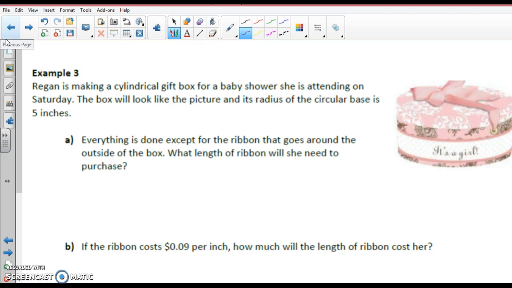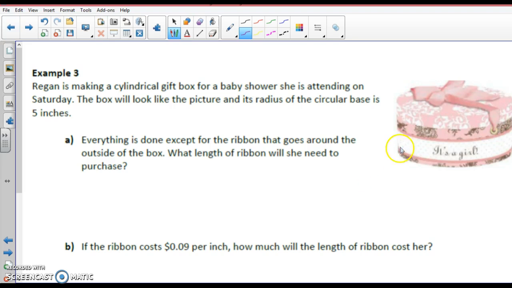All right, Reagan is making a cylindrical gift box for a baby shower. She's attending Saturday. The box will look like a picture, and the radius of the circular base is 5 inches. Everything is done except for the ribbon that goes around the outside of the box. What length of ribbon will she need to purchase?